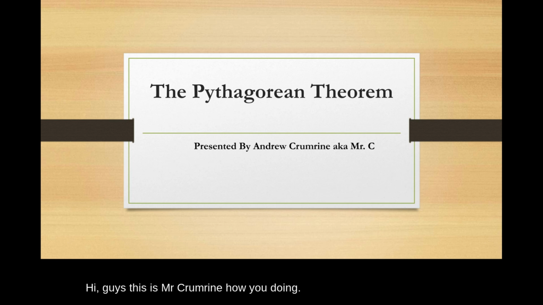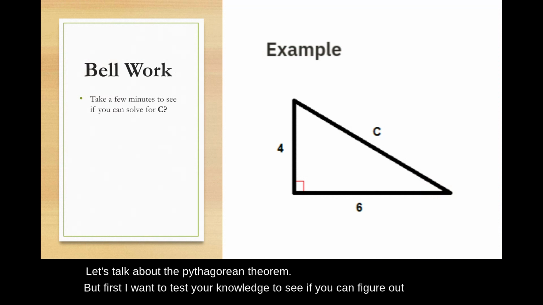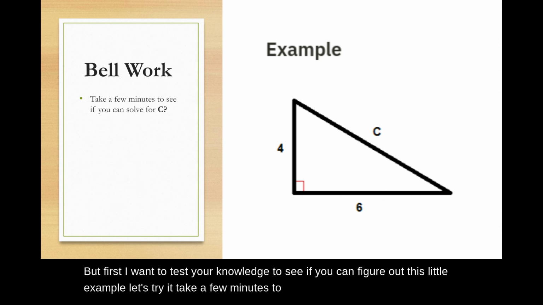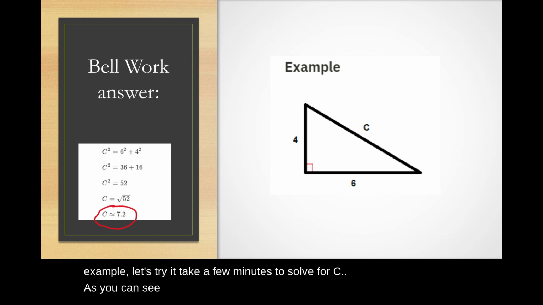Let's talk about the Pythagorean theorem. But first, I want to test your knowledge to see if you can figure out this little example. Let's try it. Take a few minutes to solve for C. As you can see, C is 7.2.